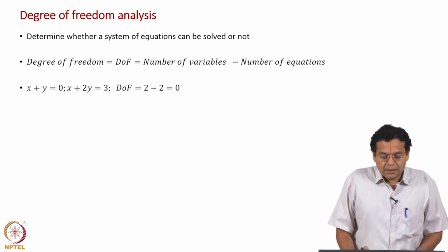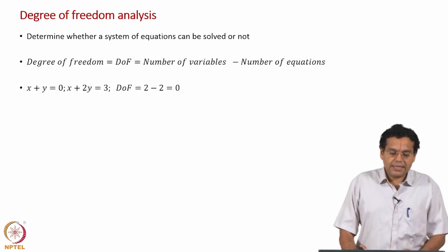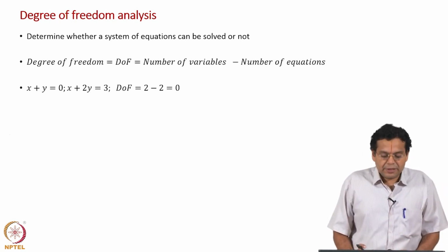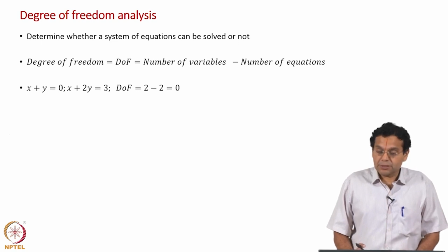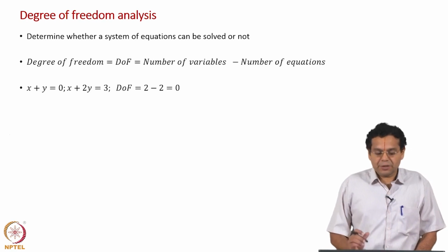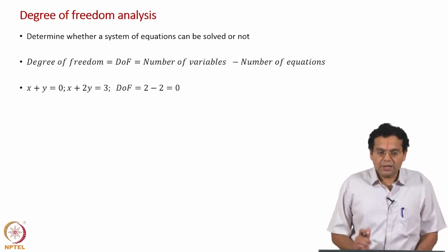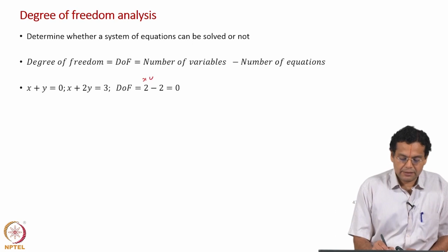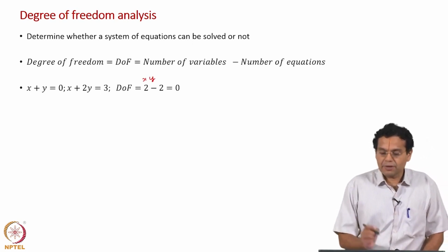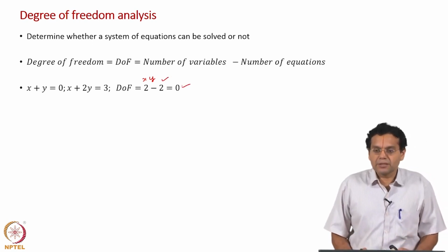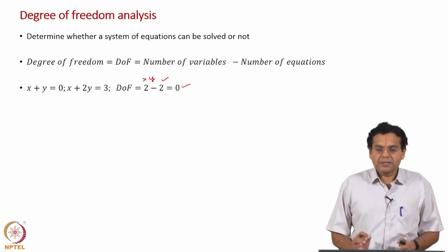Let us take a simple example. Let us say I have a system of algebraic equations: x plus y equals 0, and x plus 2y equals 3. I want to find out whether this system of equations can be solved. So, I can do a degree of freedom analysis. The number of variables is 2 here, namely x and y. We have two equations, giving 0 degrees of freedom. So, 0 degrees of freedom tells you that we can solve this set of equations.